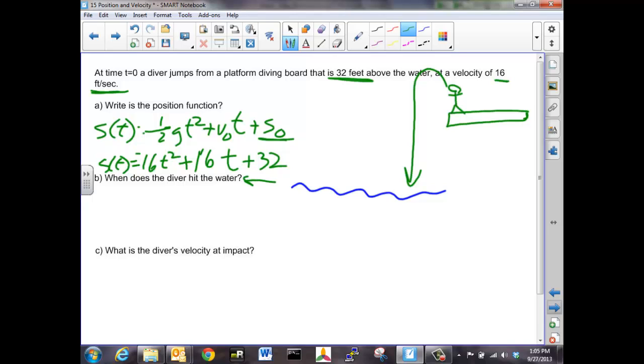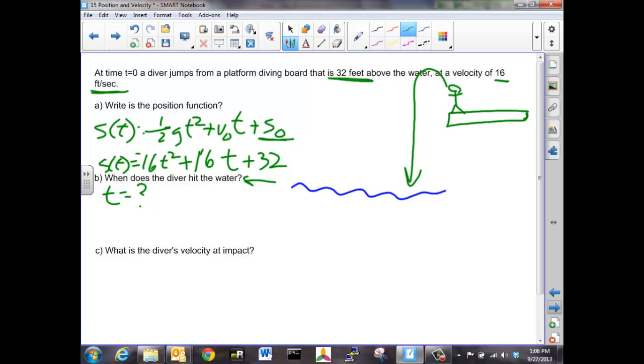When does the diver hit the water? So what are we asked to find? We want to know the time, not how high the diving board is. We want to know what T is. We're looking for T. Can we do this off the line? No.